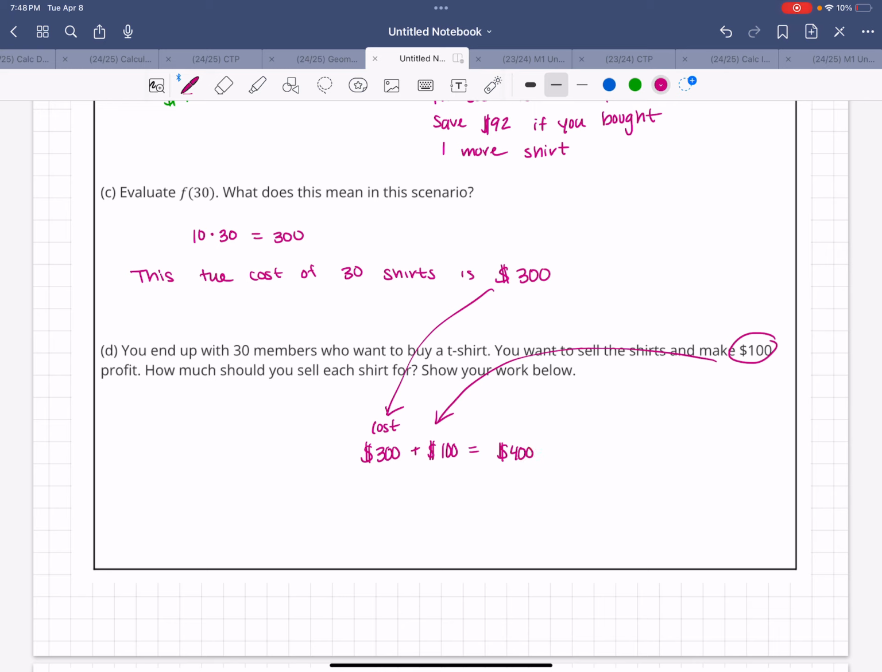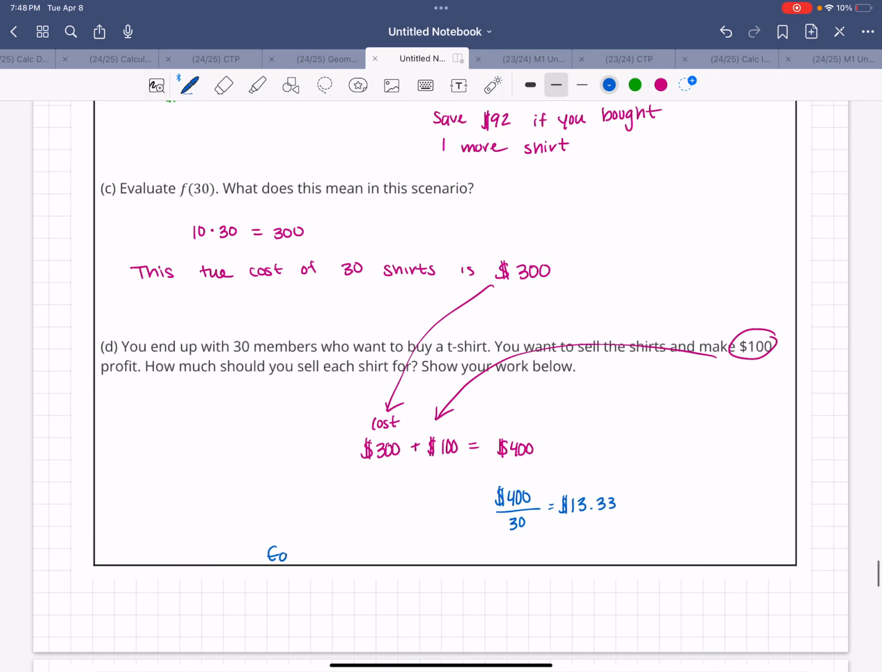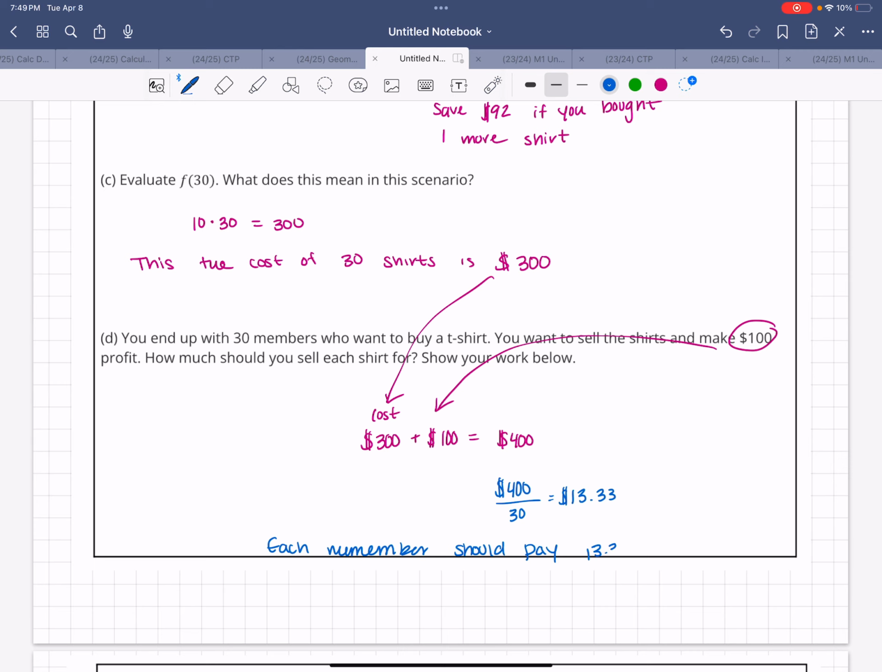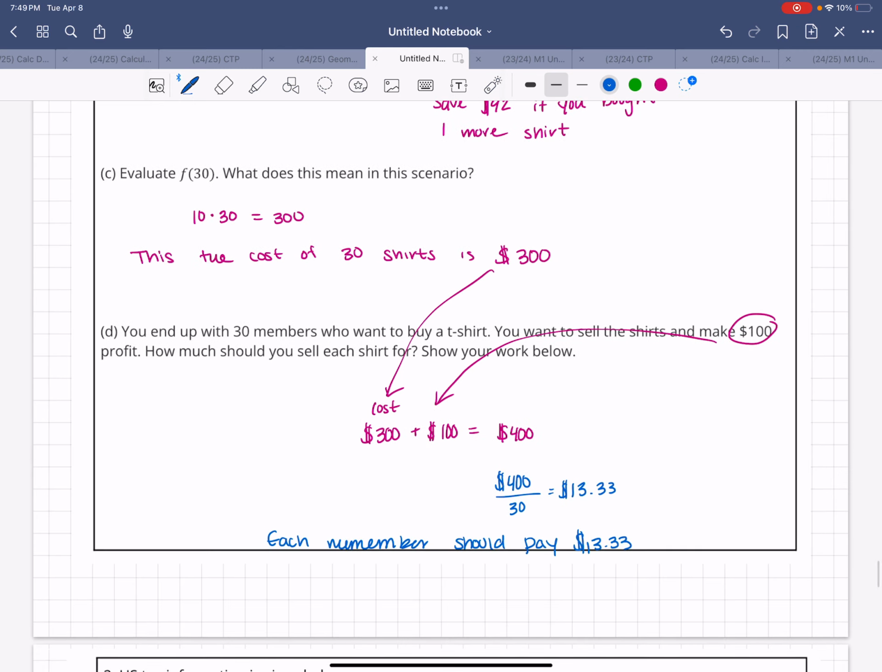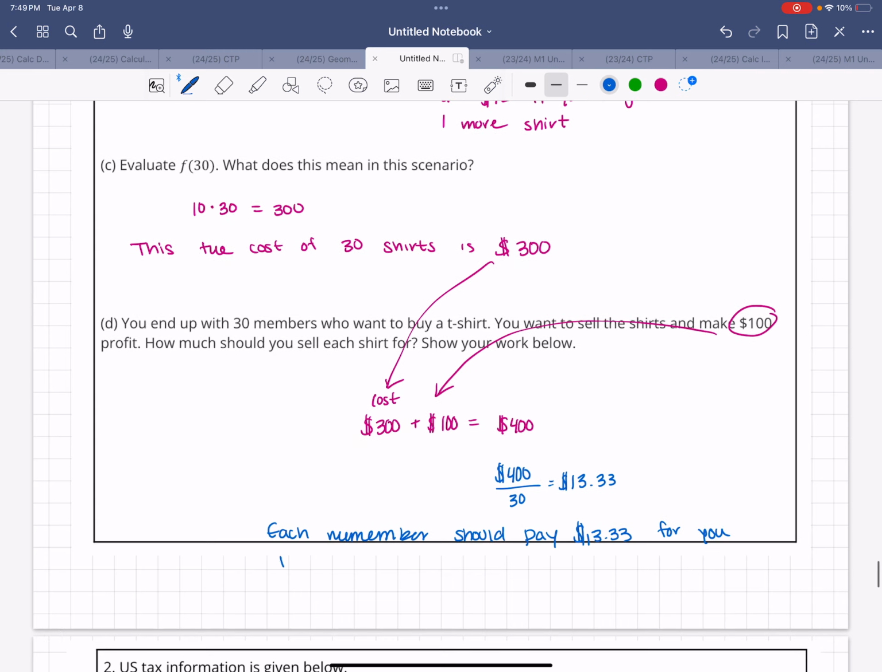Which means that each member, if there's 30 members, we're going to have to take that 400 and divide by 30. When I do that, using a calculator, you get $13 and 0.333 repeating, which in money is just going to be 33 cents. So each member should pay $13.33 for you to earn $100 in profit.